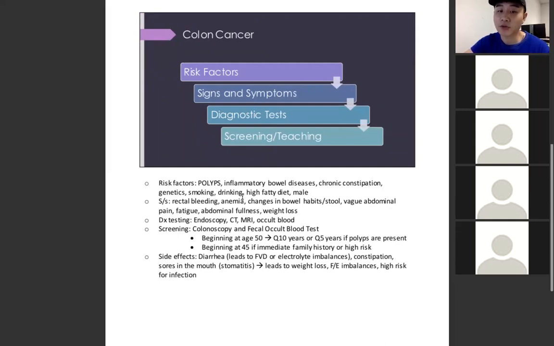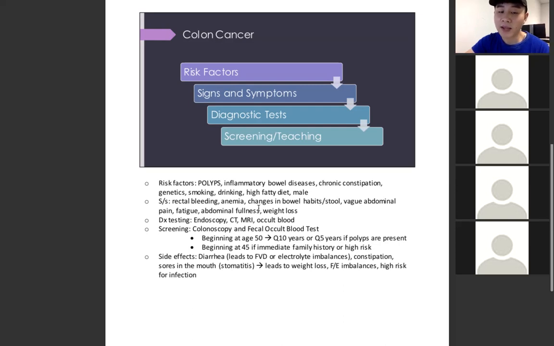Genetics, smoking, drinking, high fatty diet, and being a male. Signs and symptoms of colon cancer include rectal bleeding, anemia, changes in bowel habits and stool. Usually the patient gets hyperdrive in their digestive system, where they have diarrhea for multiple days or for a long period of time.